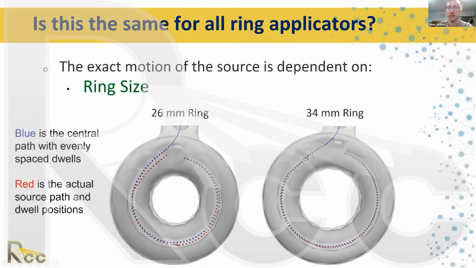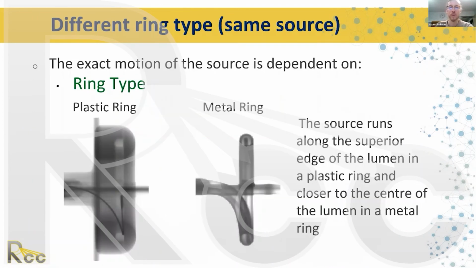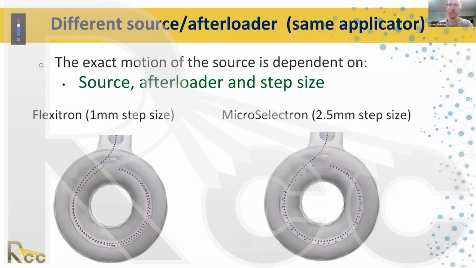You can see the difference in source path for two different ring diameters. They behave differently. Plastic ring versus metal ring. The source runs along the superior edge of the lumen in a plastic ring and closer to the center of the lumen in a metal ring. The exact motion of the source is dependent on source, applicator, and step size, similar to Gammamed, or similar to the stepping backward systems. It depends on a number of variables.